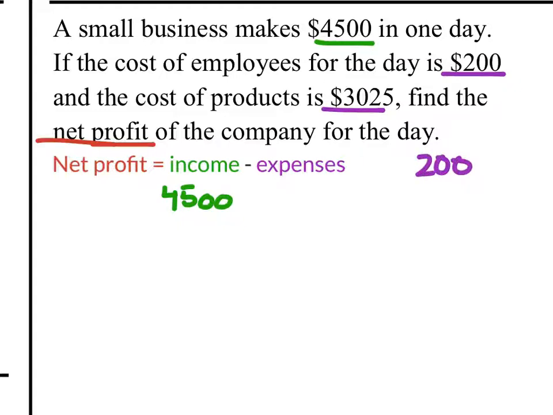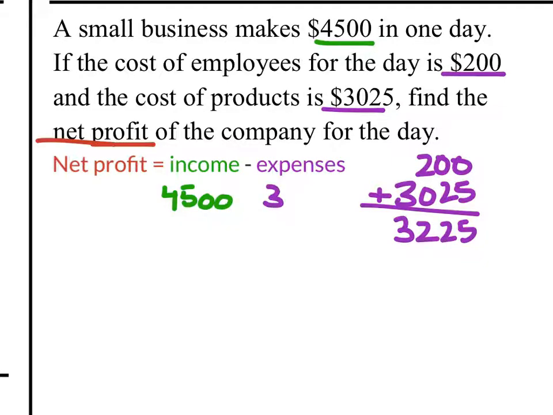Now the expenses, I want the total expenses, which show as the cost of employees at $200, and then the cost of the product, $3,025 for one day. I would add those two together for my total, which comes out to $3,225 in expenses. So this $3,225 is going to be subtracted from $4,500. Now, for those of you that know even just a small bit about business, this is going to come out positive, which for a lot of businesses, especially small businesses, right, is kind of rare.